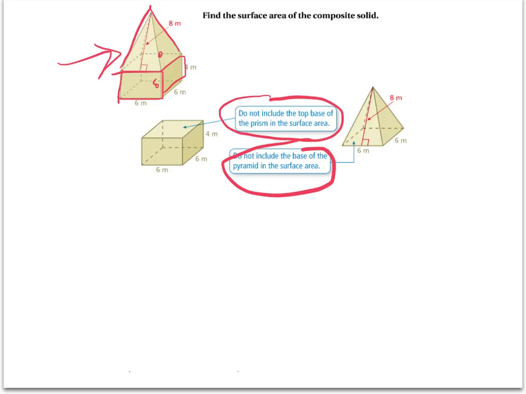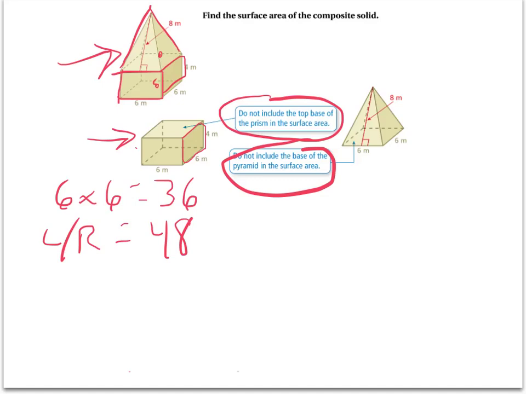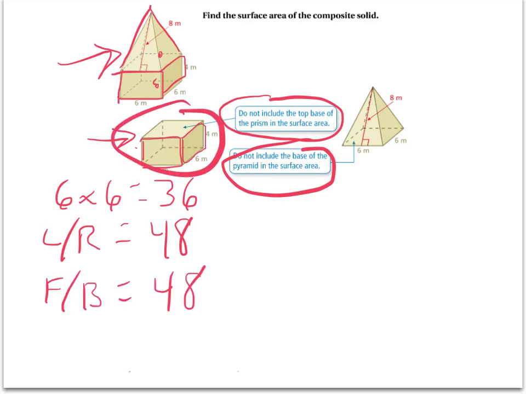So let's do the surface area first of this prism. The bottom is 6 by 6. The top we don't need to know, so we're going to ignore that. The left and the right side, this side right here, 6 by 4 is 24, so the left's going to be the same. 24 and 24 is 48. And then we need to do the front and the back, which is 6 by 4 and 6 by 4, so the front and the back would be 48 as well. So that's just this figure.